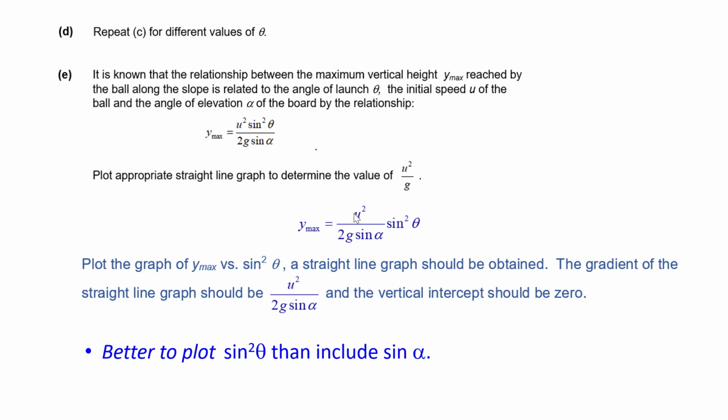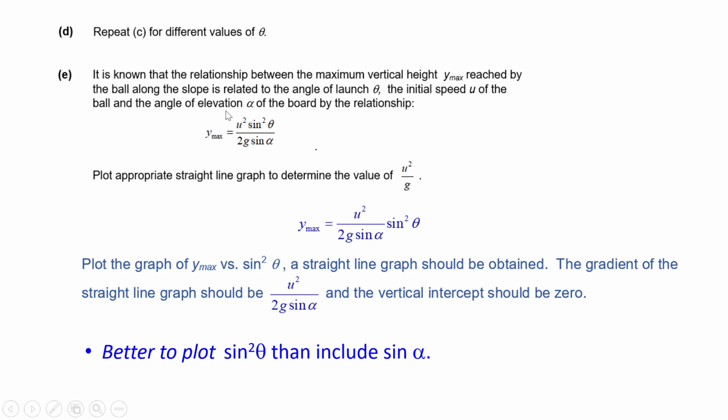So before you repeat the different values of theta and actually record your x max and y max for different values of theta, we need to plan out our table because only one table is allowed. Therefore, you actually need to skip to part E and plan and think of what is the eventual graph you're going to plot.